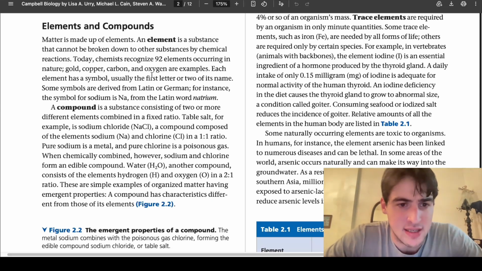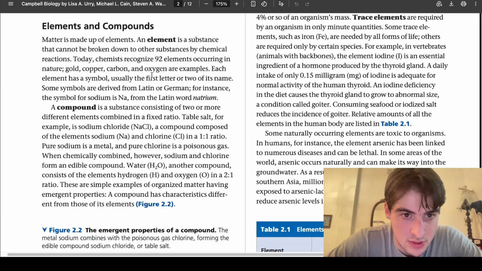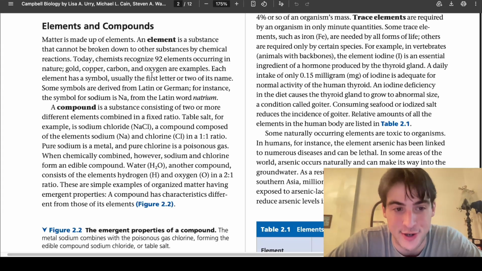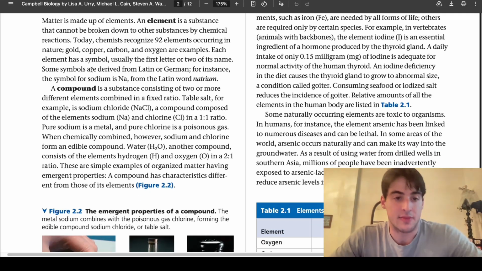All right, each element has a symbol, usually the first letter or two of its name. Some symbols are derived, unless you're talking about tungsten, which is W or something. Some symbols are derived from Latin or German. For instance, the symbol for sodium is Na, from the Latin word natrium. So tungsten is probably that too. I didn't know this about Na and natrium.